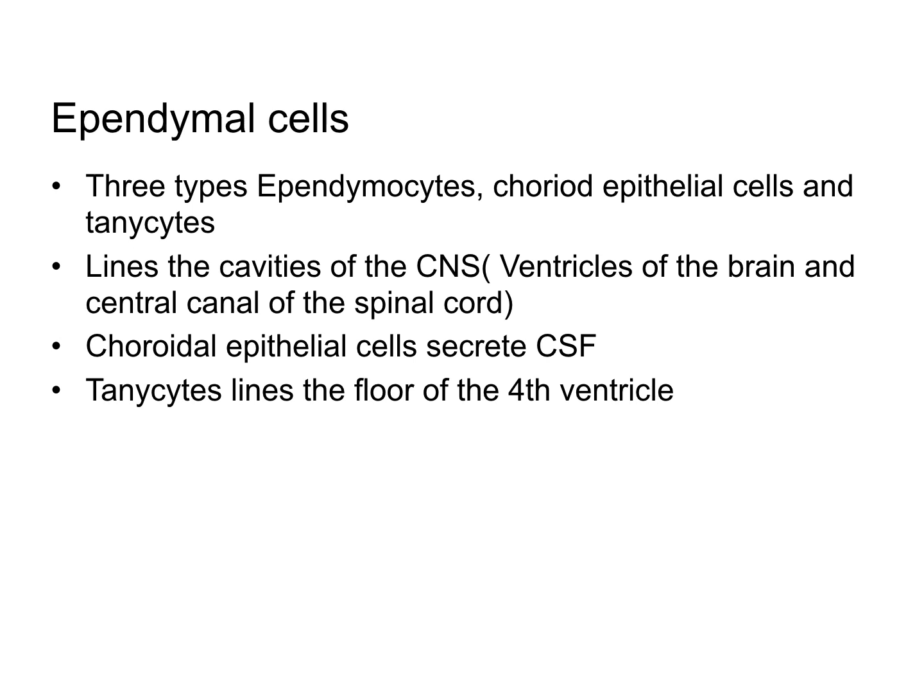And the next type of ependymal cells are tanycytes. These are mainly lining the floor of the fourth ventricle. So you should know these three types of cells and where they are present. Basically, ependymocyte is a type of ependymal cell lining the entire ventricular part of the central nervous system. Then you have choroidal epithelial cells which secrete the cerebrospinal fluid, and you have tanycytes. These are also a type of ependymal cells, lining the floor of the fourth ventricle.